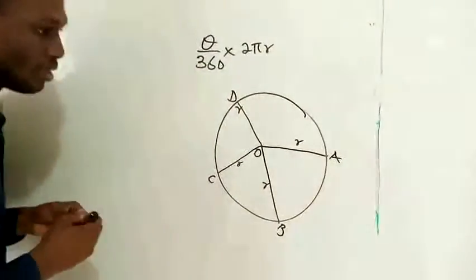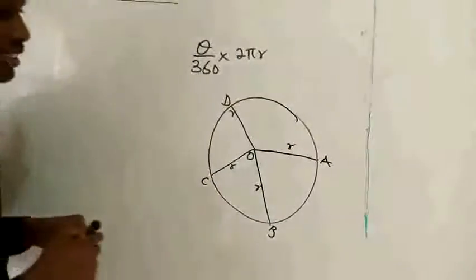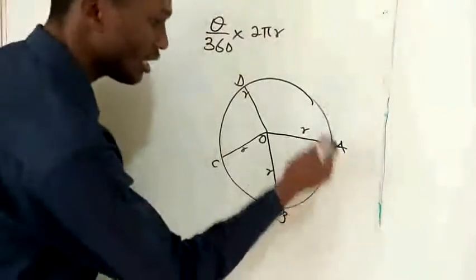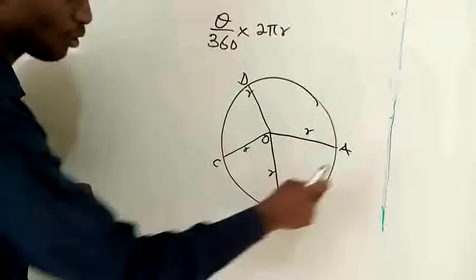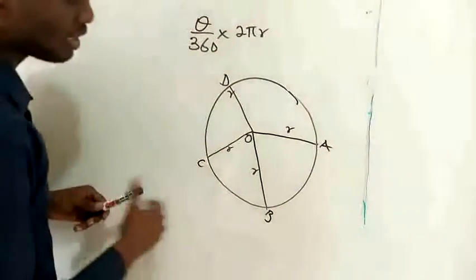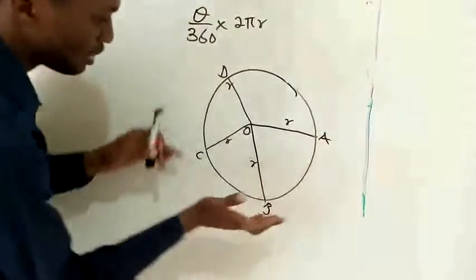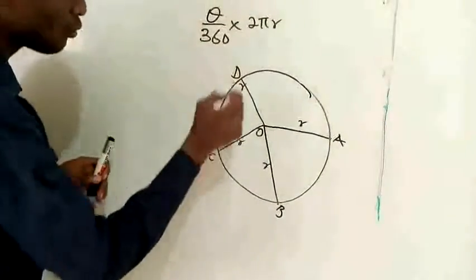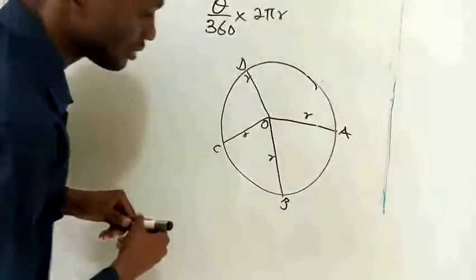Now, this part where we have A, O, B, this region is called the sector of a circle because it has an arc and two radii. An arc of the circle is any curved part of the circle. All these are arcs because they are curved parts of a circle. So we say a sector of a circle is bounded by an arc and two radii. So this is a sector, because we have an arc and two radii. So we have sectors of circles.